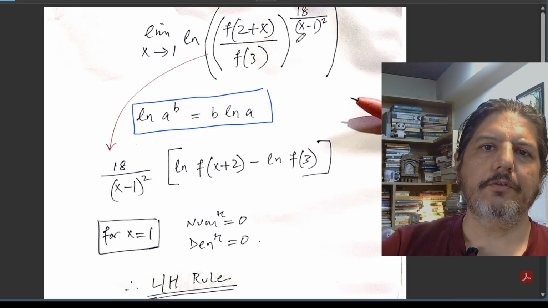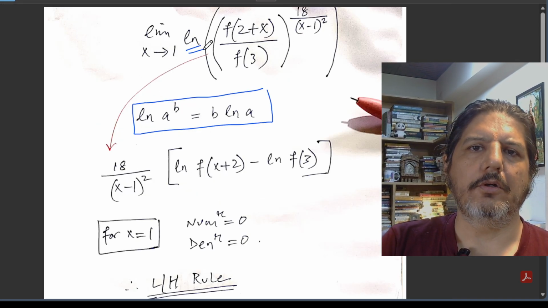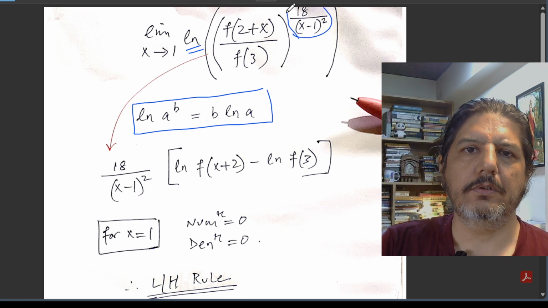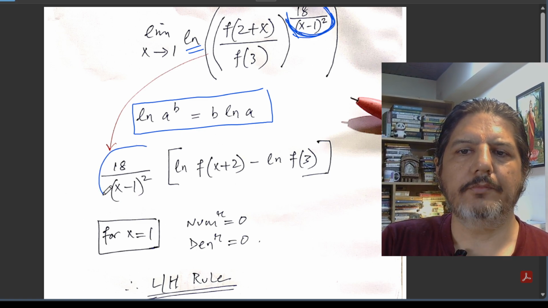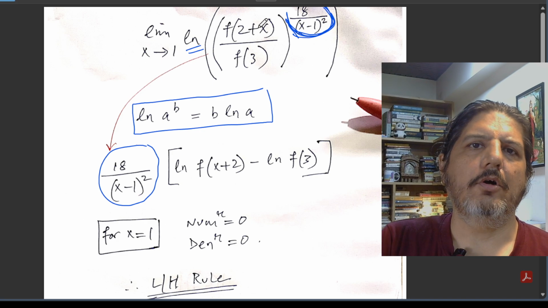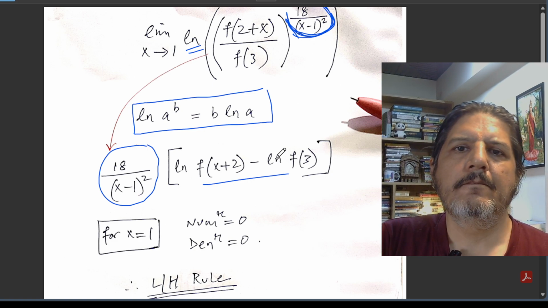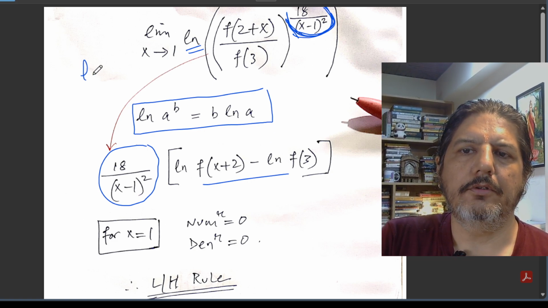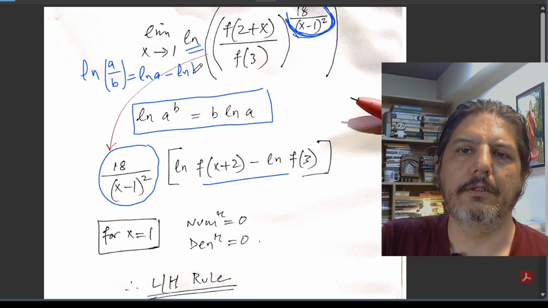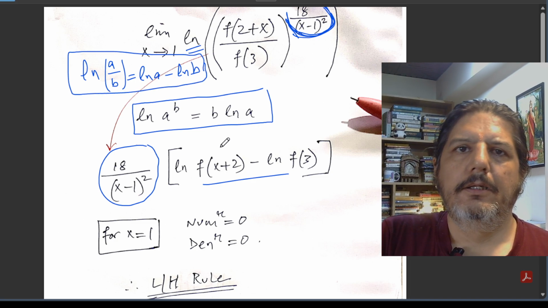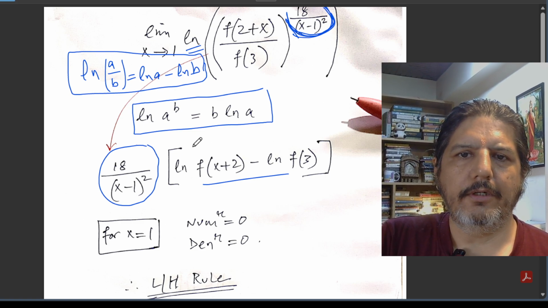Okay. So this is what is given to us. Now when I use this log, what it does is this brings this exponential down. So this 18 comes down, and this is log of x plus 2 minus log f3. Now here the property that I've used is that log of a by b is equal to log a minus log b. So this is a formula that you should be aware of. So this is how I have written.